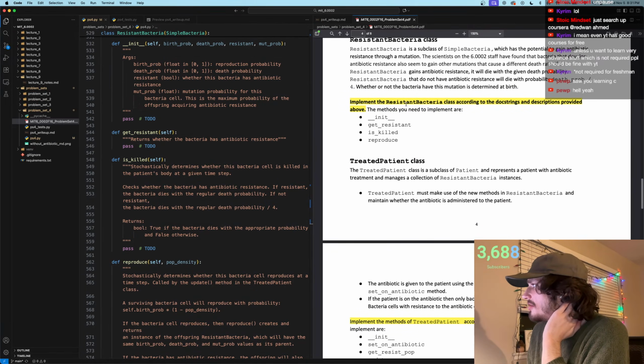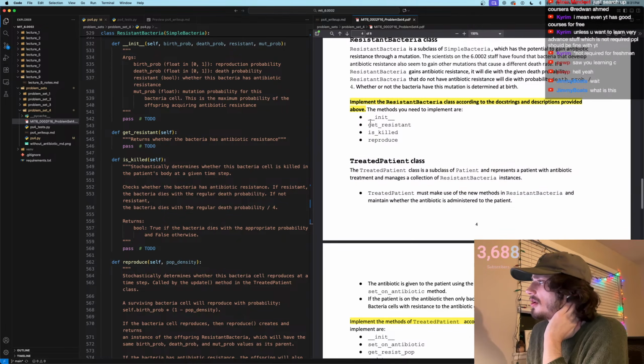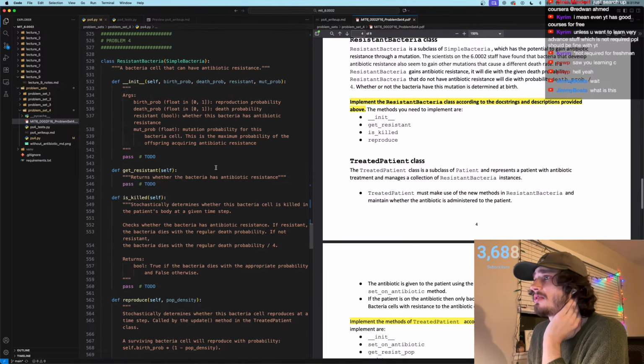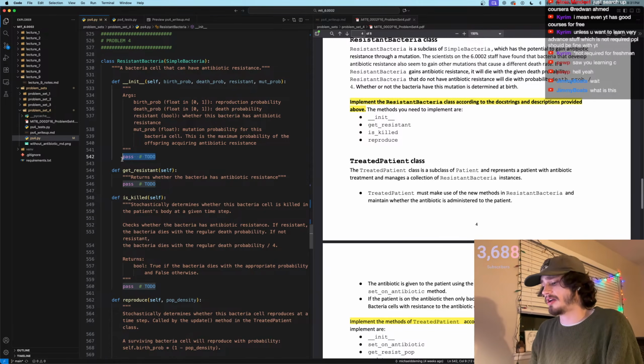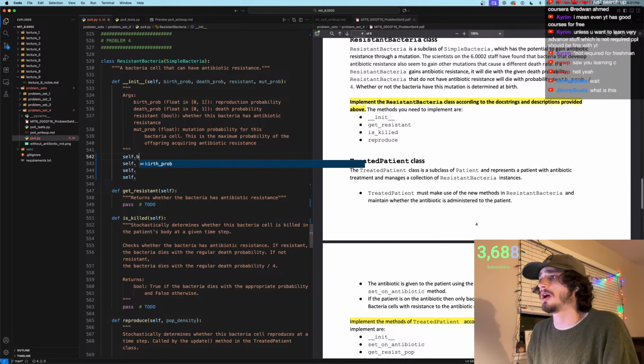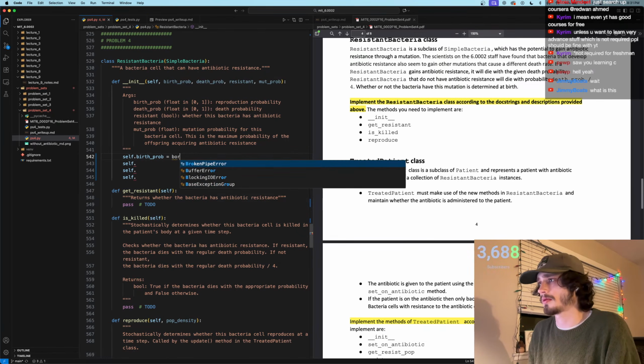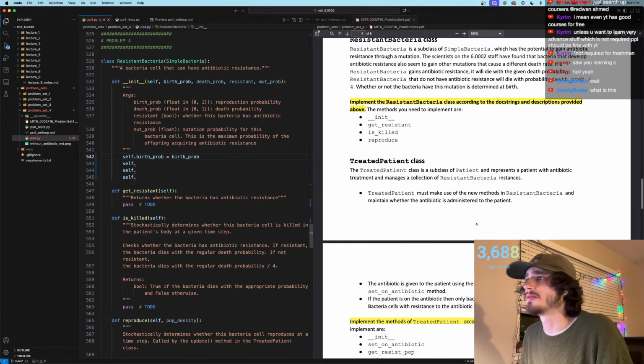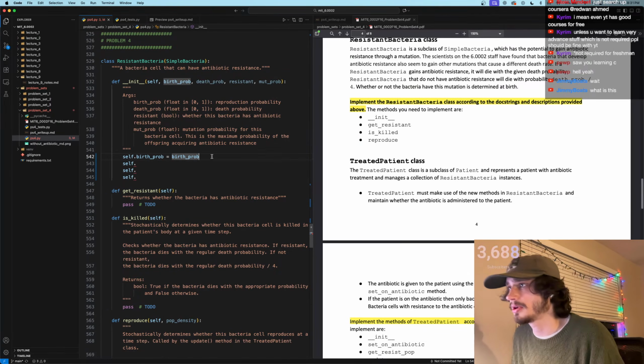Implement the resistant bacteria class according to the doc strings and description provided above. The methods you need to implement are init, get resistance, is resistant, get is killed, and reproduce. Alright, cool. So we have self dot, and we'll copy this down 4 times. We have birth prob equal to birth prob. So the birth probability is a float, either 0 or 1. For reproduction probability, a float in the range of 0 to 1.